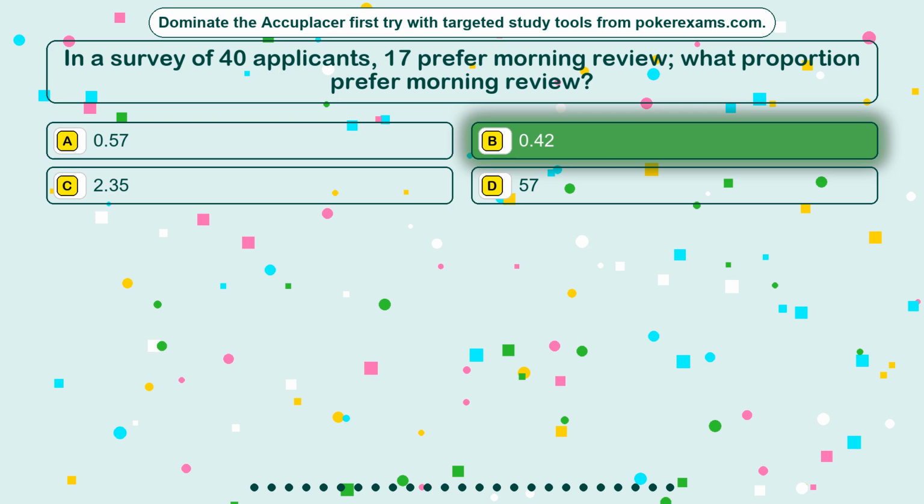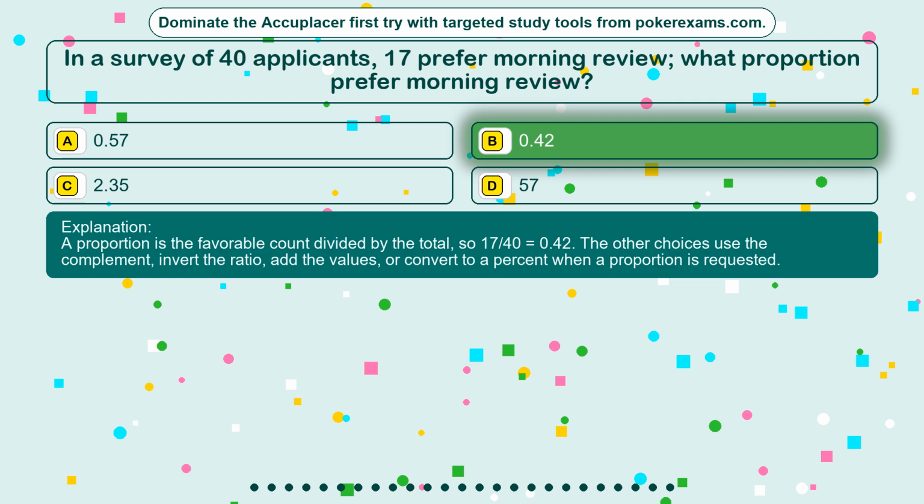The correct answer is option B, 0.42. A proportion is the favorable count divided by the total, so 17/40 equals 0.42. The other choices use the complement, invert the ratio, add the values, or convert to a percent when a proportion is requested.